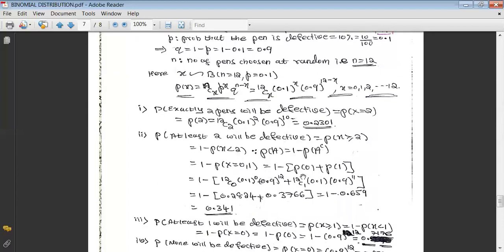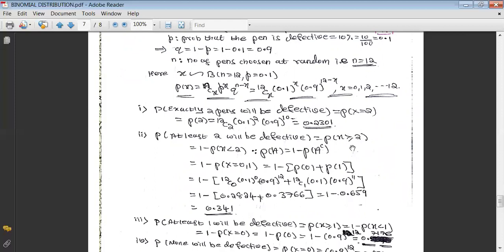Now let us concentrate on the first requirement, exactly 2 pens will be defective, means the variable x should realize the value 2. If we take x equals 2, we'll get that one like this. Second one, at least 2 will be defective. At least 2 means the variable x should take the value 2 or more. That's why we have written p of x is greater than or equal to 2.